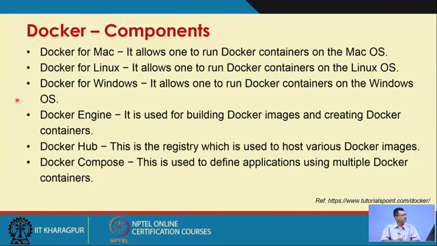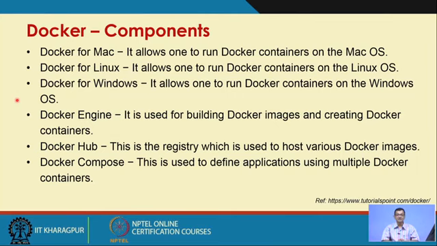There are different variants, or flavors, of components. Docker for Mac allows one to run Docker containers on Mac OS. Docker on Linux allows one to run Docker containers on Linux OS. There is also Docker for Windows. The Docker engine is used for building Docker images and creating Docker containers. Over the bare metal OS you have the Docker engine, and over it the Docker containers are placed, some sort of analogy with the hypervisor of a virtualization system.